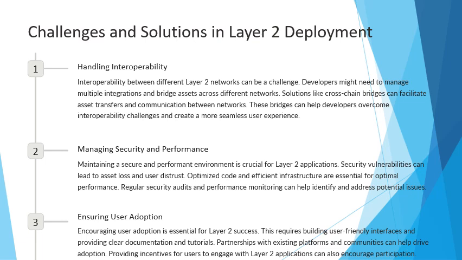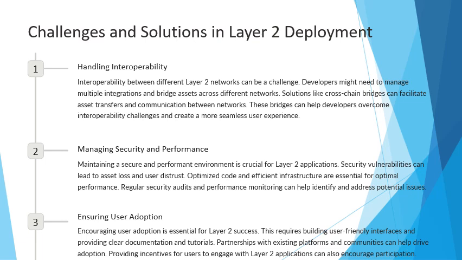So, here are some challenges and solutions in layer 2 deployment. Handling interoperability. Interoperability between different layer 2 networks can be a challenge. Developers might need to manage multiple integrations and bridge assets across different networks. Solutions like cross-chain bridges can facilitate asset transfers and communication between networks. These bridges can help developers overcome interoperability challenges and create a more seamless user experience.